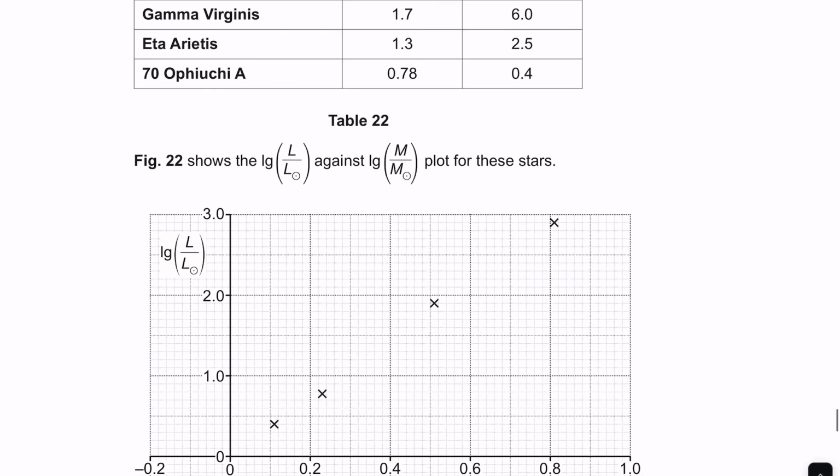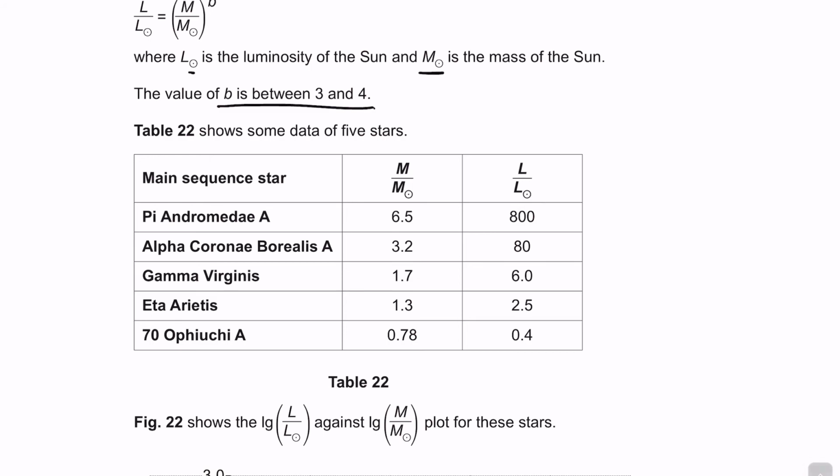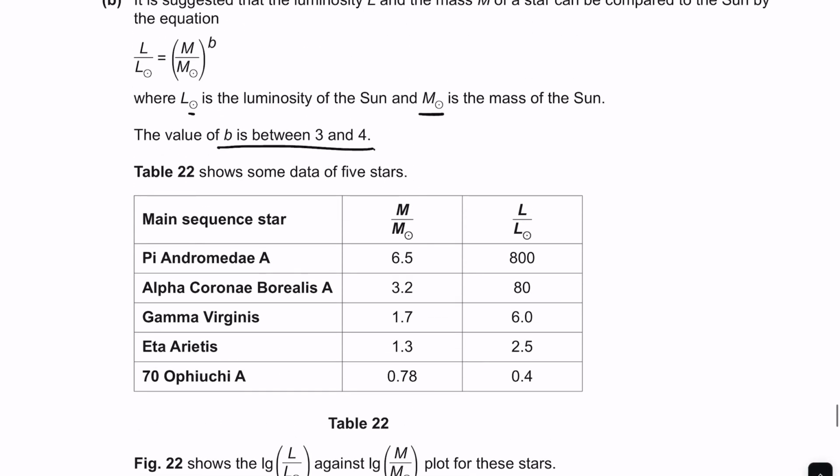Okay, so I am given an equation, okay, which relates to this graph, as this graph contains log, okay, on both axes, which is really good because once we turn this given equation into a logarithmic equation, we end up getting an equation of a straight line.